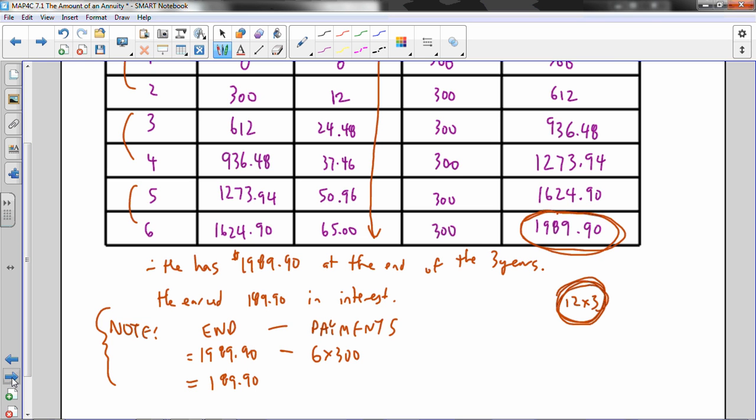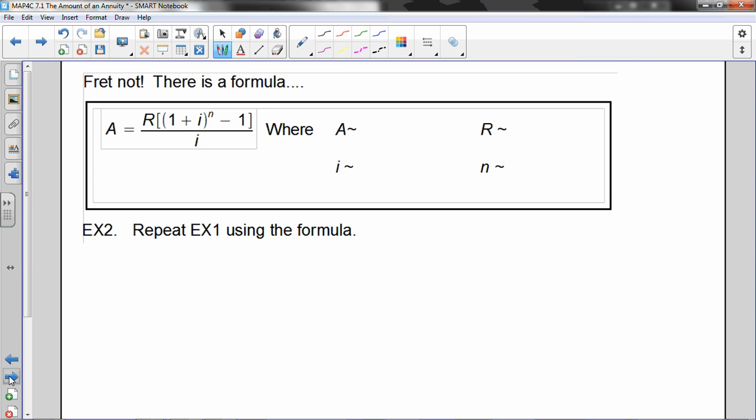Well, luckily there's another way, and it has to do with this formula. Okay, and it's a nasty formula, I realize, but we'll see that it's not so bad.